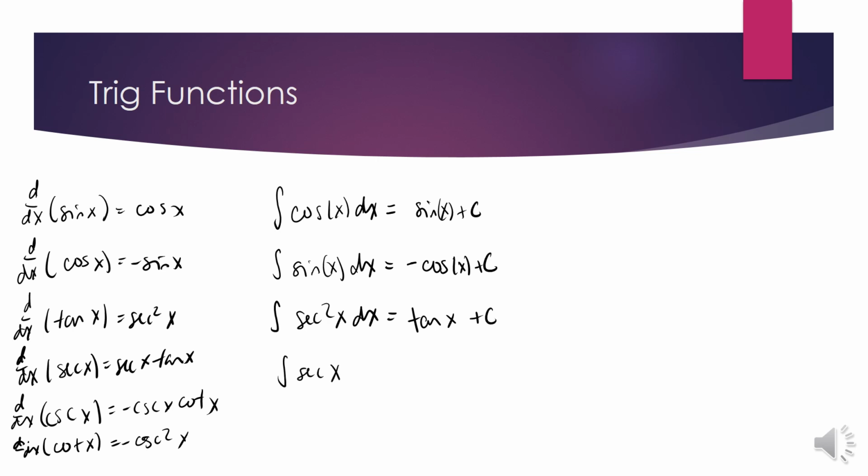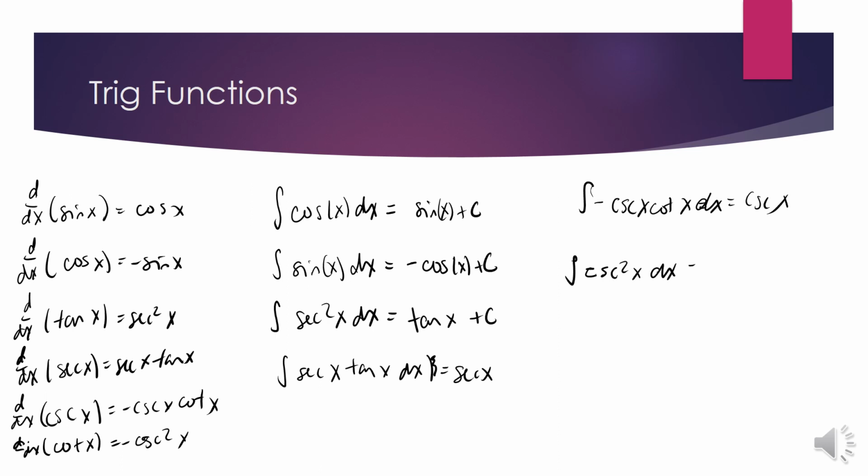So the antiderivative of secant x tangent x is secant. Continuing over here, negative cosecant x cotangent x would be cosecant. And then lastly, the antiderivative of cosecant squared, because I have that negative to play around with, would be negative cotangent. So those are your trig functions. Probably these first 3 are going to by far be the most important, so you want to pay attention to those. But those are your trig functions.